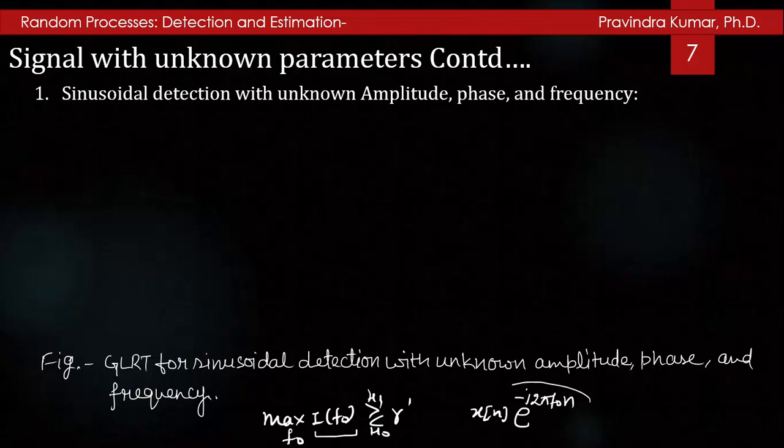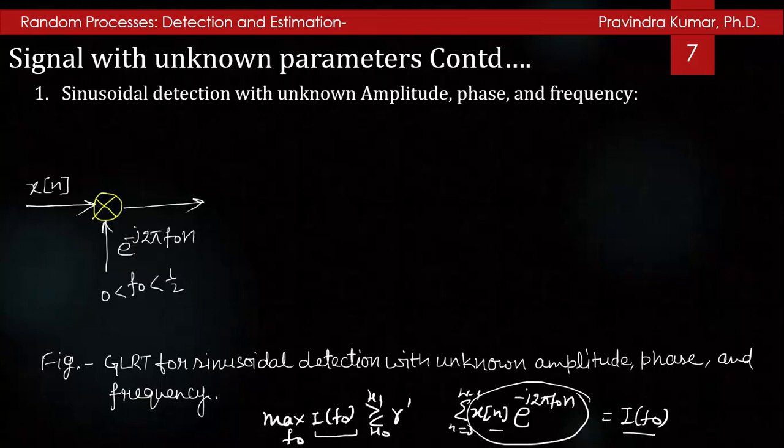So first of all we have to combine xn and this exponential signal, and then take the summation of this expression from n=0 to N minus 1. So it will be I(f0), and for the maximization of I(f0) you will compare this value with the threshold.